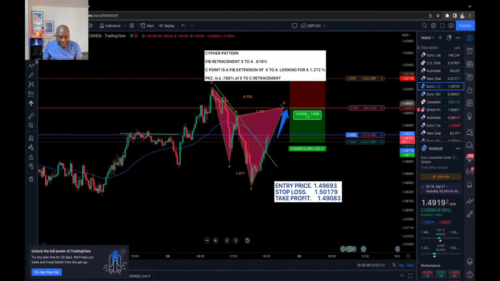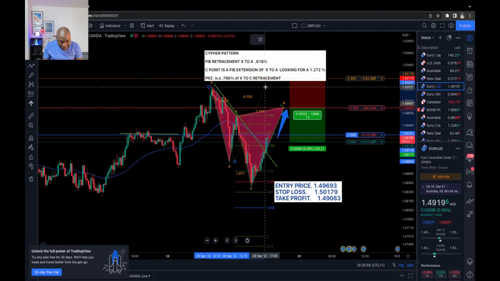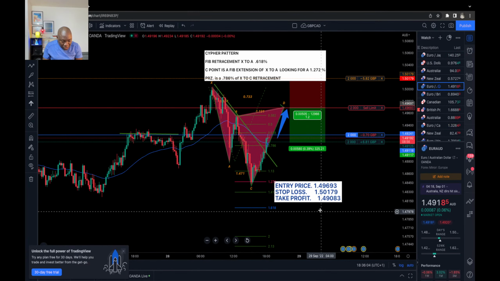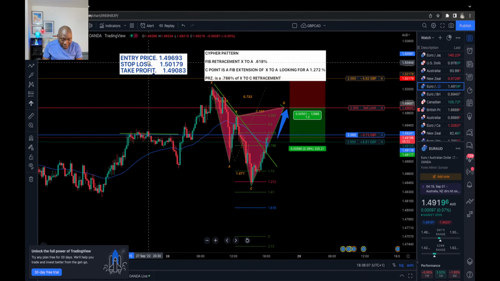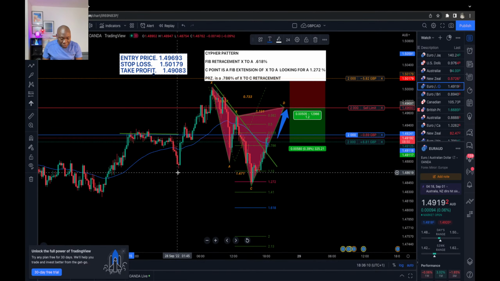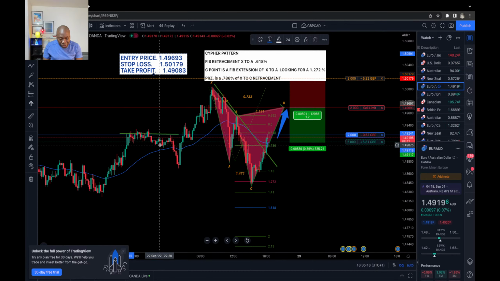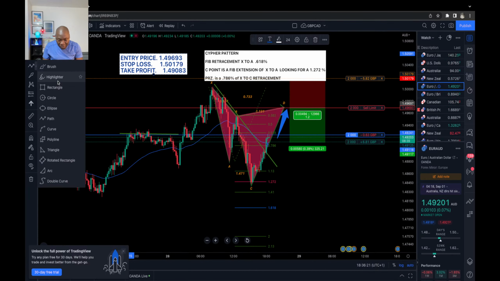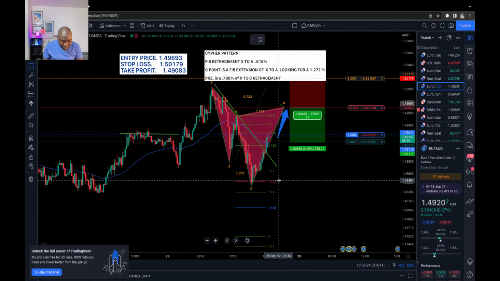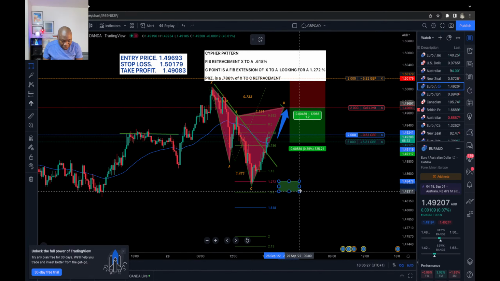The C leg is a Fibonacci extension of X2A. So if I do the Fibonacci extension of X2A, we get the 1.272 extension of X2A. So this level here can be anything between 1.272 or 1.41 of the extension of X2A. But at present, we are just on the edge of 1.272 of the extension, which is this one here. So this pattern is sort of still valid.